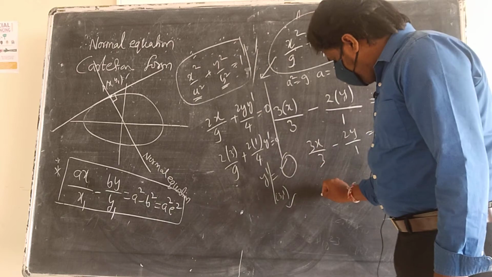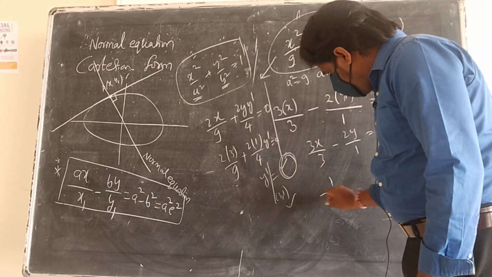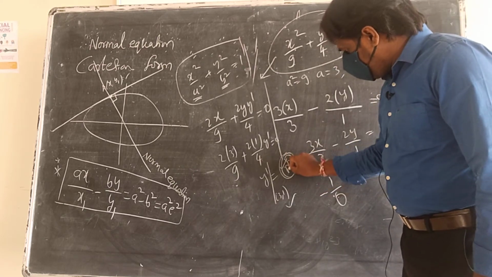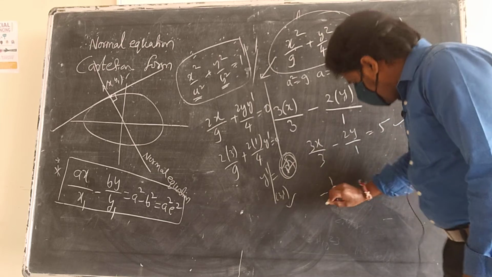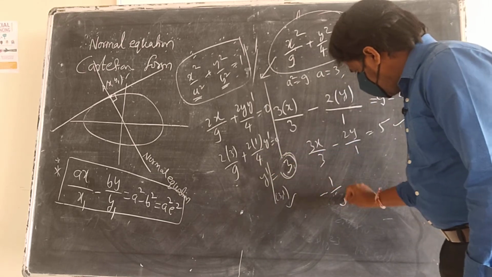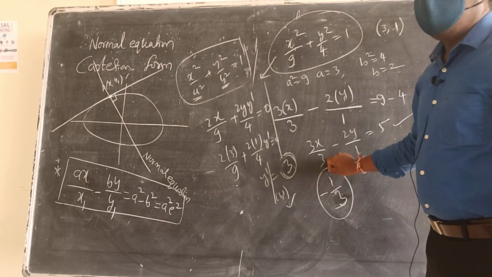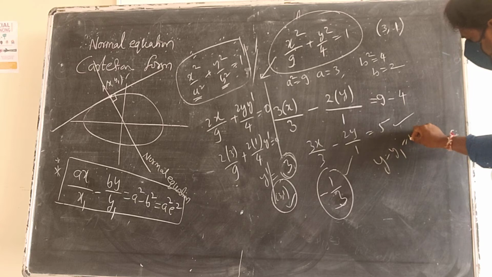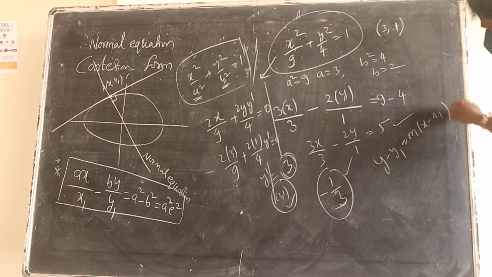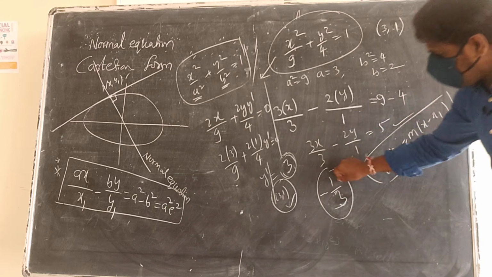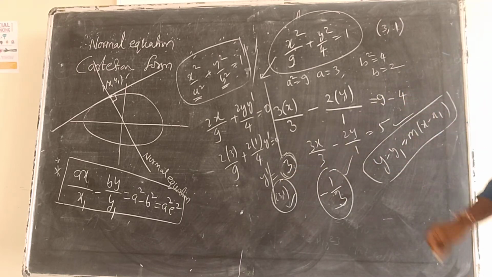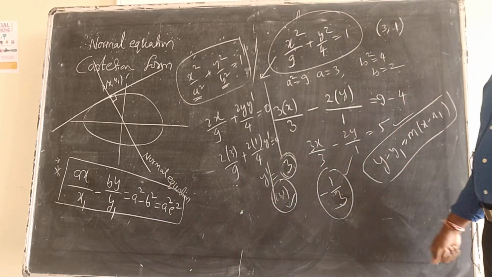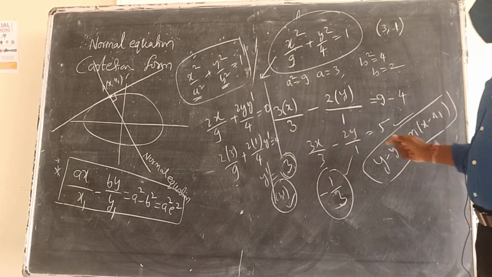Then whatever slope you get, you have to make it minus 1 by that. Suppose you got 1 by 2 or 2 by 1, anything. If I got 3 here, then I write 1 by 3 as the slope, with the negative sign. I have the slope and I have the point, so I can use the formula y minus y1 is equal to m into x minus x1. After substituting, I will get the equation of the normal. So the benefit of remembering the formula is you get the answer directly, but by the method it will take time.